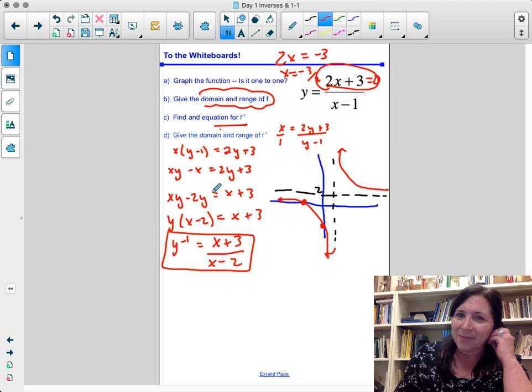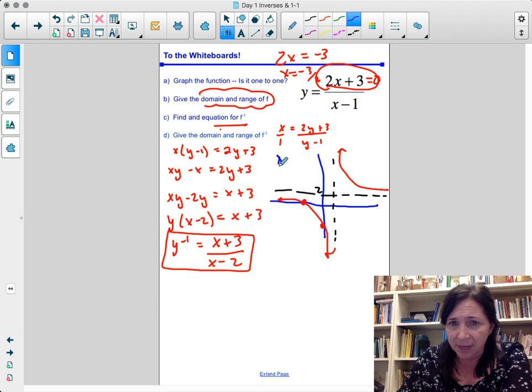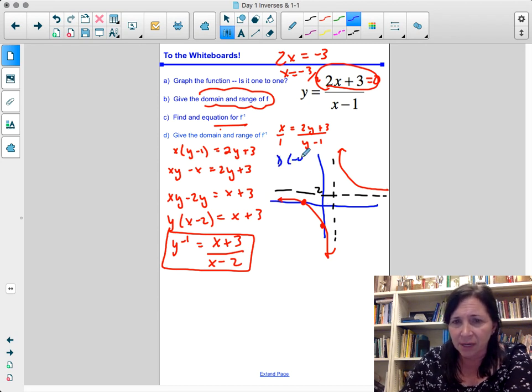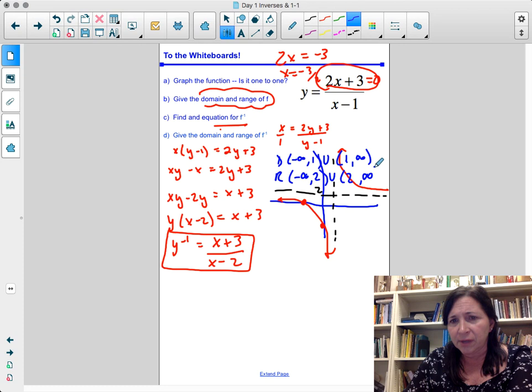So what we have is my domain for this. My domain is going to be left to right, so it's going to be negative infinity to 1, union 1 to infinity. And my range is going to be low to high, so negative infinity to 2, union 2 to infinity.